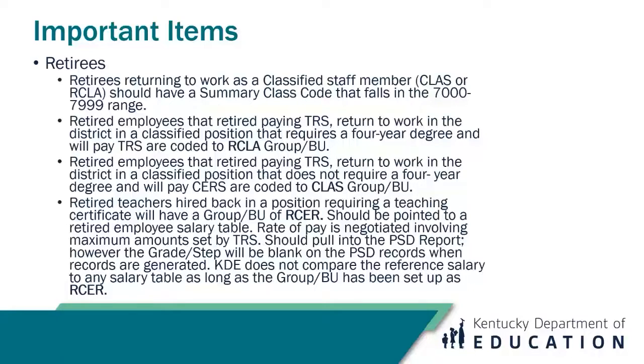The last one, retired teachers hired back in a position requiring a teaching certificate will have a group BU of RCER. It should be pointed to a retired employee salary table. The rate of pay is negotiated. So this is a negotiated rate of pay involving maximum amounts set by TRS. They should pull into the PSD report. However, the grade and the step will be blank on the PSD records when they are generated. KDE does not compare the reference salary to any salary table as long as the group BU is set to RCER.